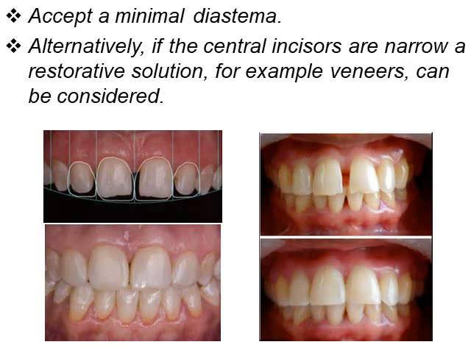It may be better to accept a minimal diastema, especially if no other orthodontic treatment is required. As another choice, if the central incisors are narrow, a restorative solution, for example veneers, can be considered, as we see in these four pictures, showing how to treat the diastema and spacing in general.